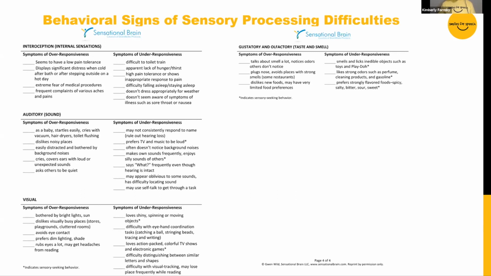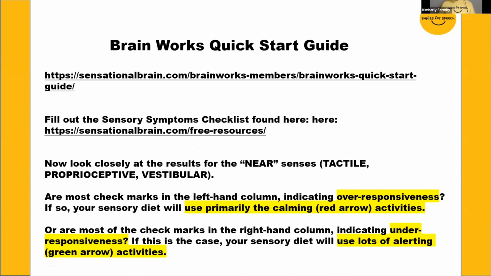So after you do that, you're going to look at that list and see, are most of the check marks that you made on the left-hand side of that list or on the right-hand side? So remember, the left-hand column indicates that the child is over-responsive, so you're going to use primarily the calming activities or the red activities for that child. If most of the check marks are in the right-hand side of the column, your child is probably more under-responsive and you're going to be using the green arrow activities. So those are the alerting activities.